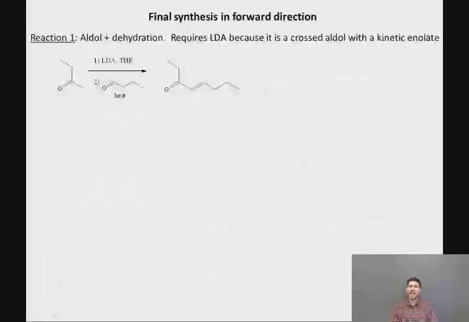Okay, so let's look at the final synthesis in the forward direction. So reaction 1 is going to be aldol plus dehydration. And this reaction is going to require LDA as the base because it is a crossed aldol, and luckily we are fine with this because what we need is the kinetic enolate, the less substituted enolate of 2-butanone. So we're going to deprotonate that with LDA, add butyraldehyde, and then we're going to need to heat it up in order to undergo the dehydration reaction. Okay, so all that is one reaction, happens in one pot on one day.